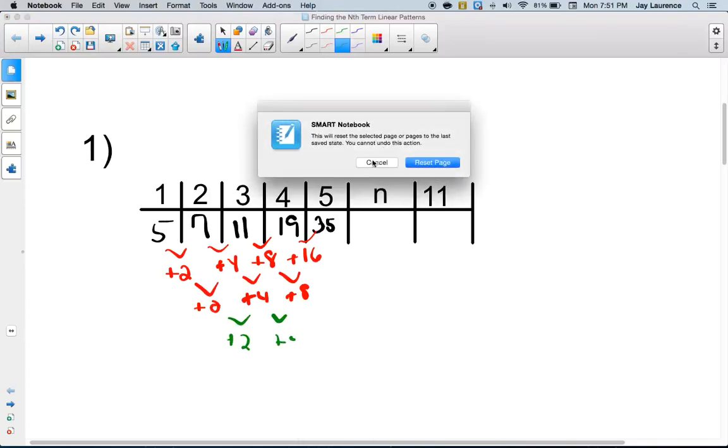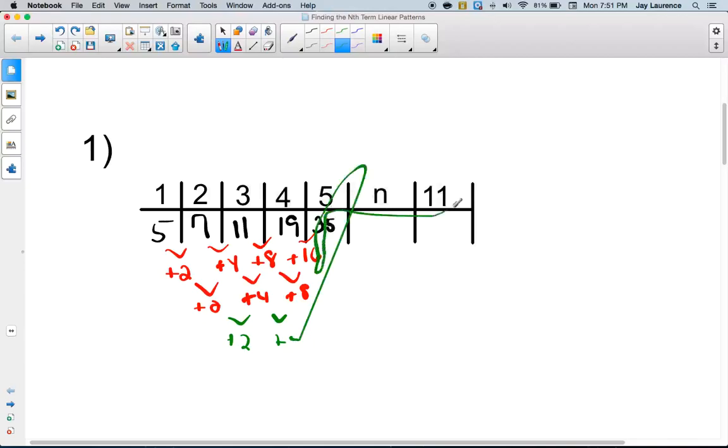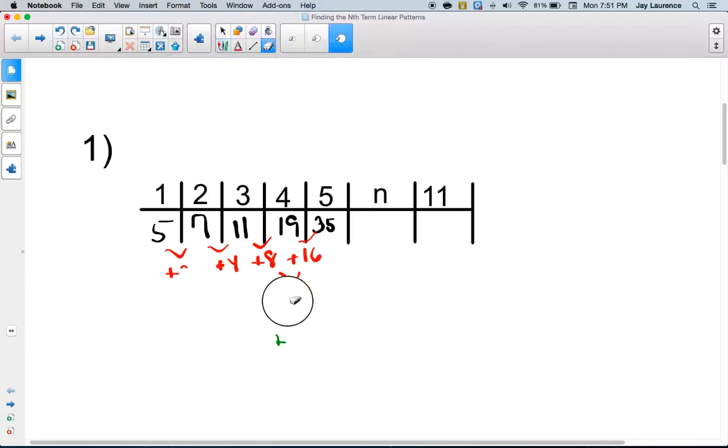It's never going to stop. So instead of pursuing that, I'm going to notice that, oops, I didn't mean to erase that large, hold on a second, that they're all doubling, aren't they? Yeah, the differences are doubling.